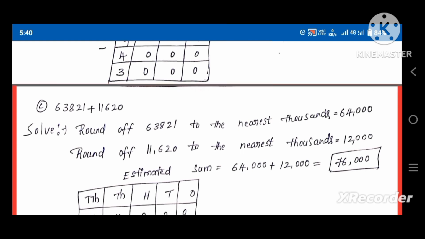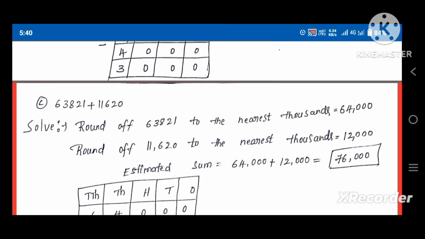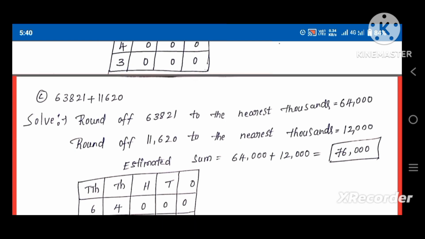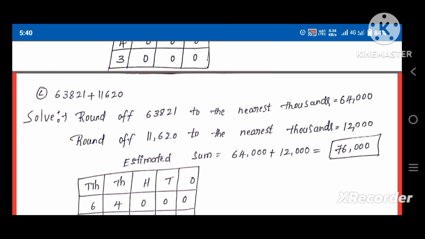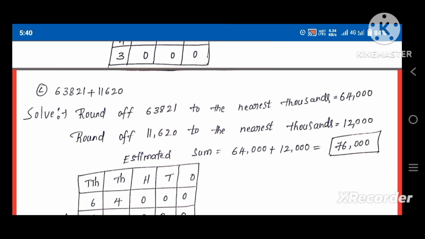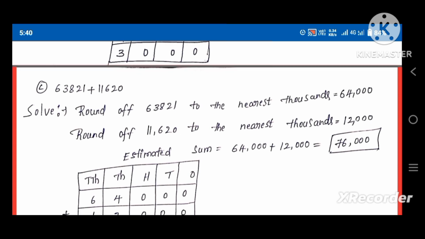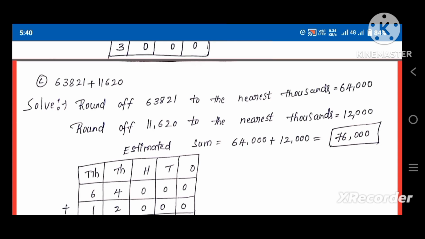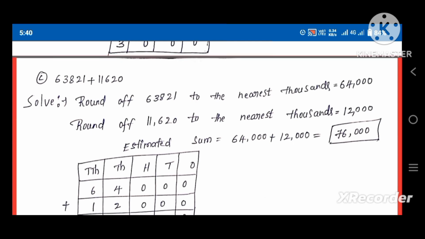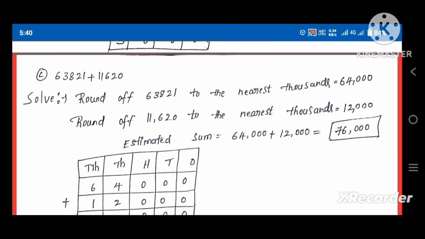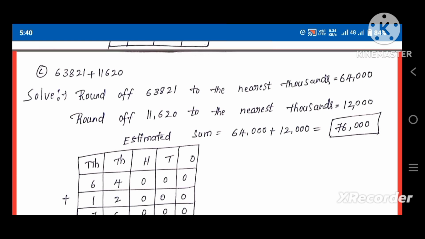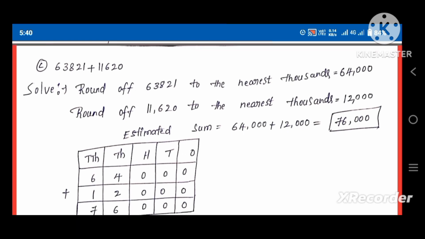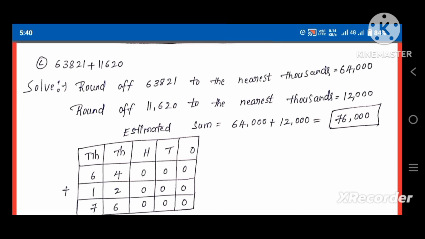C. 63,821 plus 11,620. Solve. Round off 63,821 to the nearest thousands is equal to 64,000. Round off 11,620 to the nearest thousands is equal to 12,000. Estimated sum is equal to 64,000 plus 12,000 is equal to 76,000.